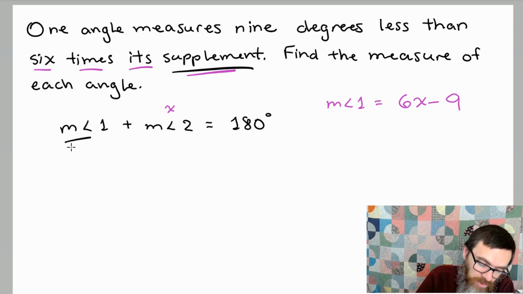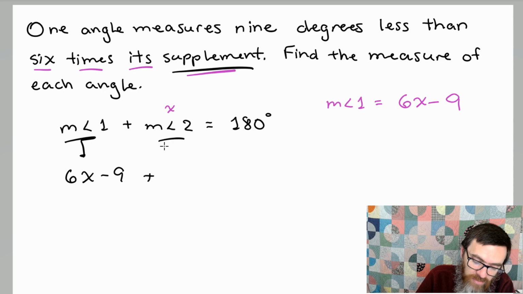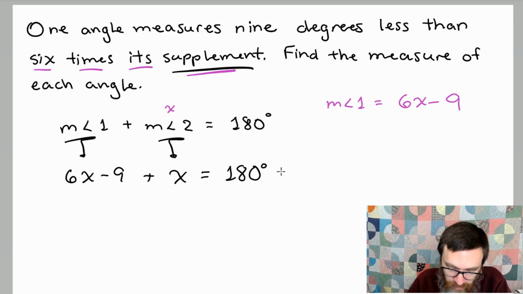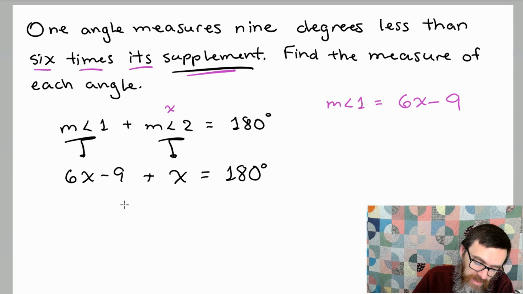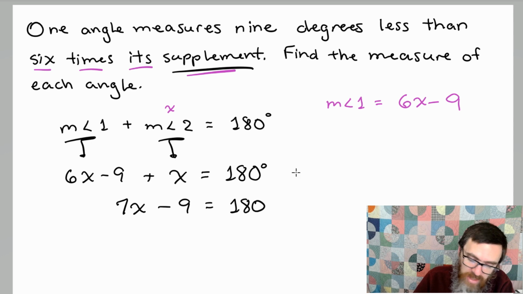So now I make the substitutions here. The measure of angle 1 is 6x minus 9. The measure of angle 2 is x. And this equals 180 degrees. So I like to take my time. I like to show all of my steps. Let's combine like terms here. So 7x minus 9 equals 180.